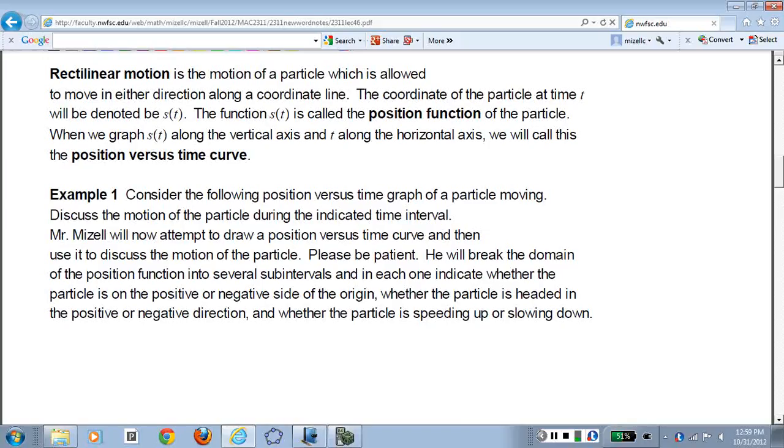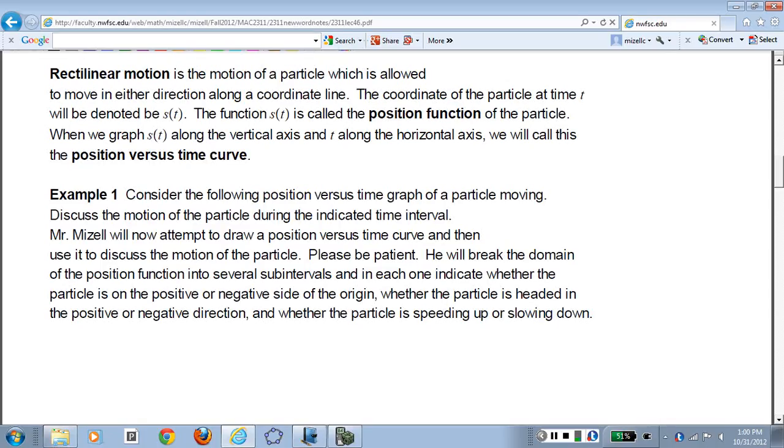Okay. I want to relate this to the idea of rectilinear motion: a particle moving back and forth along a straight line. I want to see what the graph tells us. If S of t is the position function, the rate at which the position is changing with respect to time is going to be the velocity function. And the rate at which the velocity is changing with respect to time is going to be the acceleration function. The derivative of the velocity function is the acceleration function.